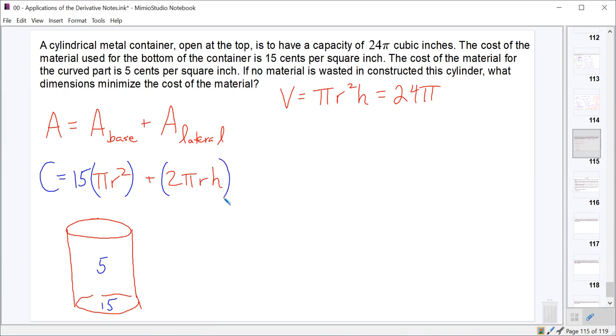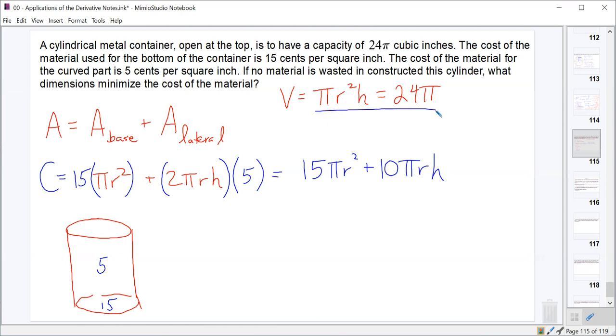And then the curved part is its surface area, 2 pi r times h, times its cost, which is just 5, giving us an equation of 30, not 30, oops, 15 pi r squared plus 10 pi r h. But again, we can't have two variables, but it should be pretty straightforward.